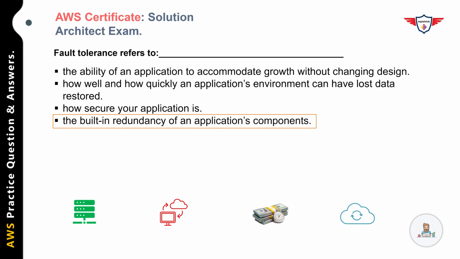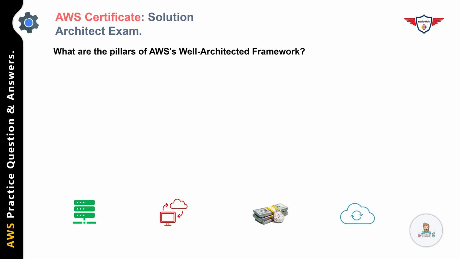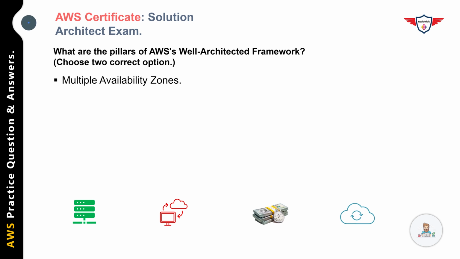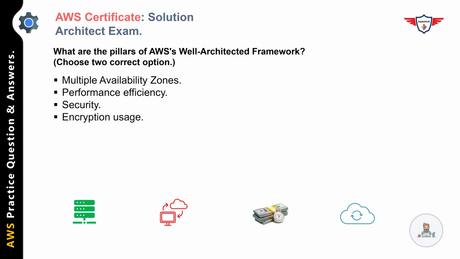What are the pillars of the AWS Well-Architected Framework? And you have to select two correct answers. First one is multiple availability zones, performance efficiency, security, encryption usage, and high availability. The correct answer is performance efficiency and security. And these are two important pillars of the Well-Architected Framework.